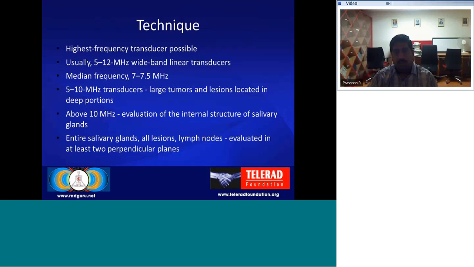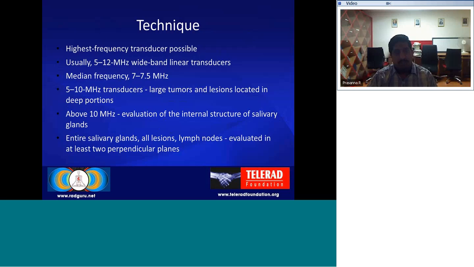Whereas for tumors which are large or located in the deeper structures, a lower frequency transducer, which is somewhere around 5 to 10, 5 ideally, should be used. And when we want to see the finer detail or the internal structure of salivary glands, we can go to a higher frequency, something like 10 or more than that.